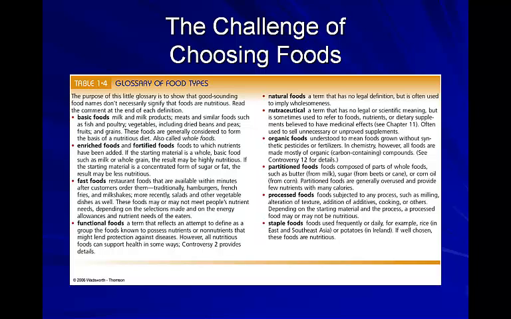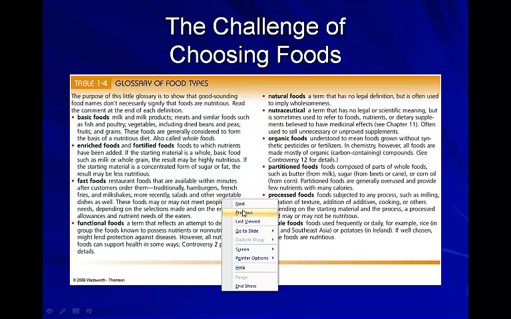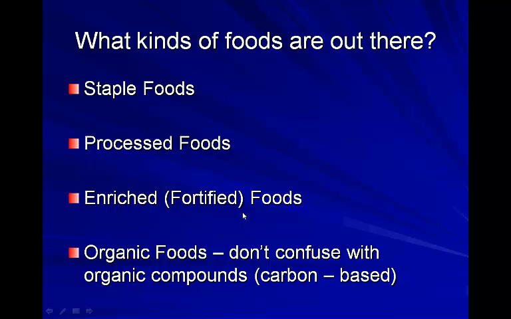I just like this chart because it really shows you all the different verbiage that we use to categorize our food. And you've heard of a lot of these before: fast foods, enriched foods, organic foods, staple foods. A lot of that terminology is very familiar to you. So I like this list to give you a sense of all the different terminology we use with food. But really the big ones you're going to hear the most, and the ones I really want you to know, are listed here.